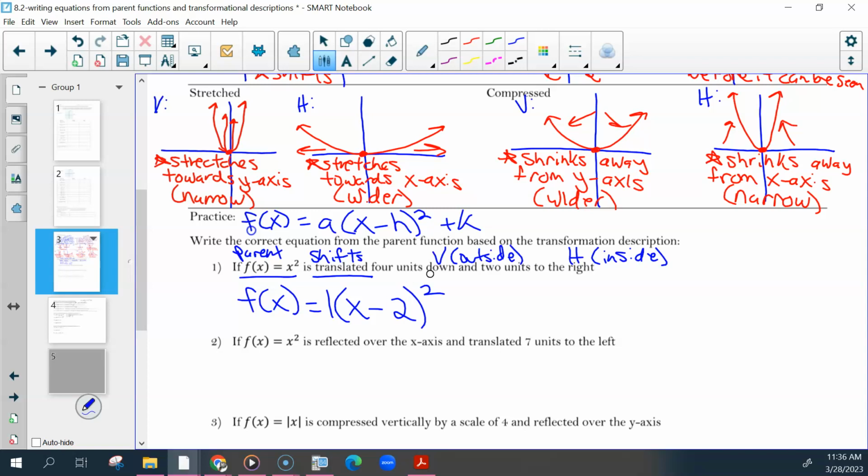And then on the outside, 4 units down, is whatever it says. It doesn't have to be plus, it could be minus. So how would we write down 4 units? Minus 4. We have both of the transformations, and that would be our answer. Before we go to the next one, what questions do we have on that?